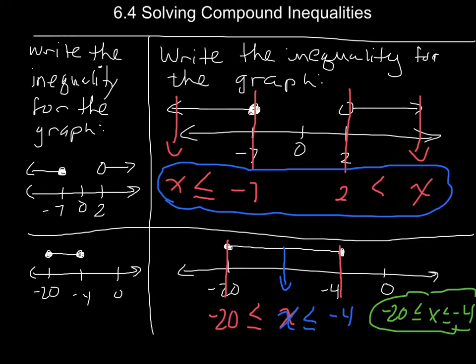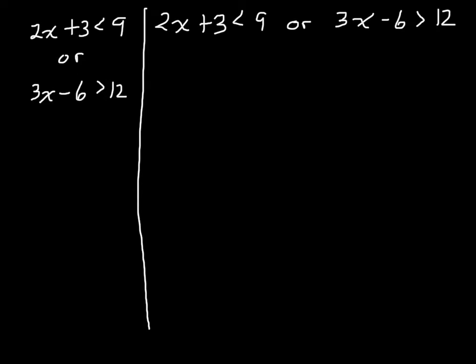Now let's take a look at the entire process. So we have this problem here. It looks like it's two different equations, but this is actually one problem. All right. So we're going to do it just like we've been doing in the past. We're going to solve. The very first thing we do is find our dividing point, or actually, the first thing we do is we're going to change to an equal sign.